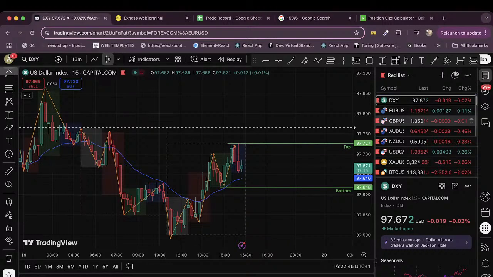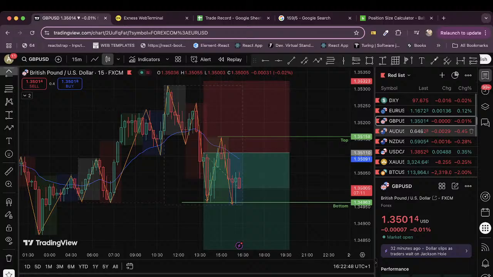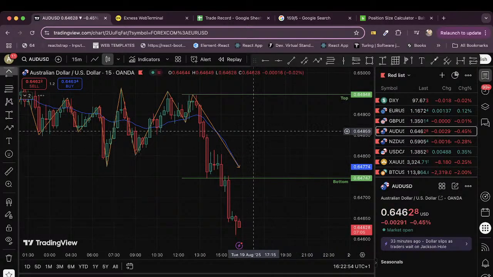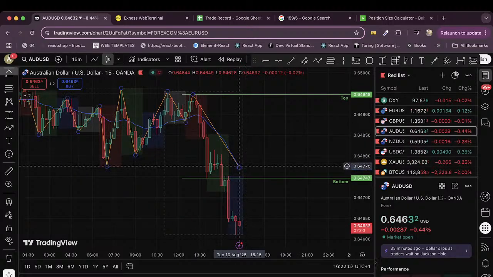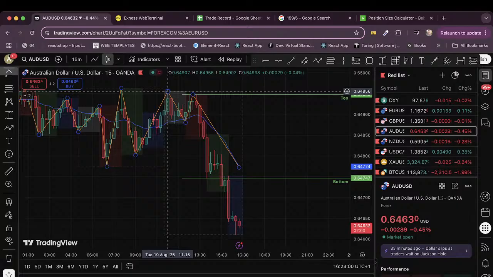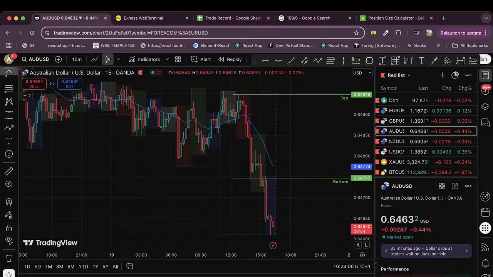Oh, I think I get what you mean now. You mean weaker pairs based on their performance. Okay. Just like what we talked about on Australian dollar early in the morning when we pointed out that other guys were more bullish than Australian dollar. Correct me if I'm wrong, but I think that's what you meant.